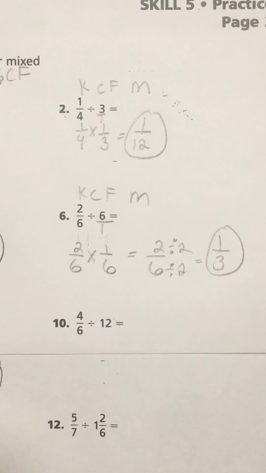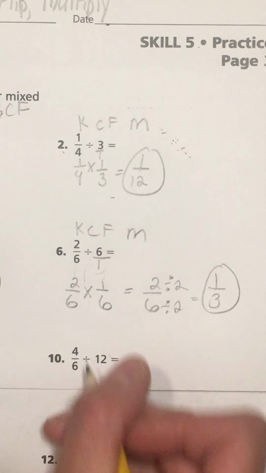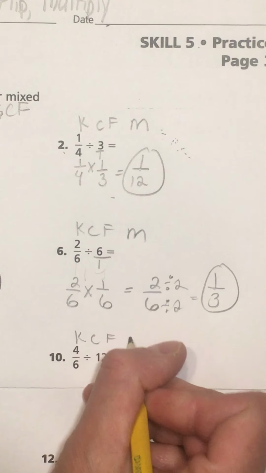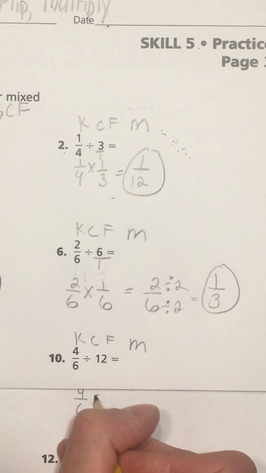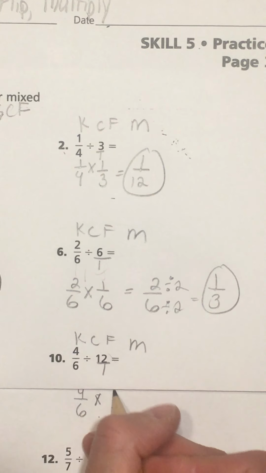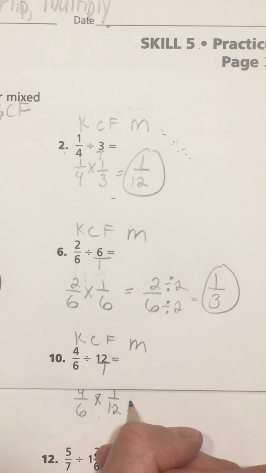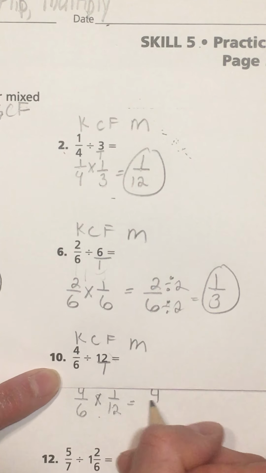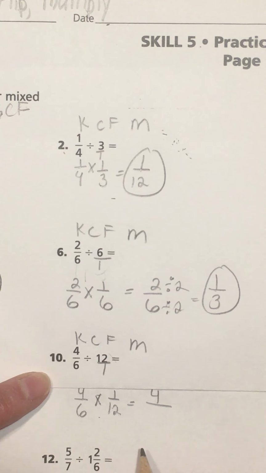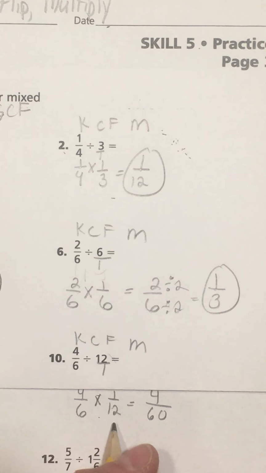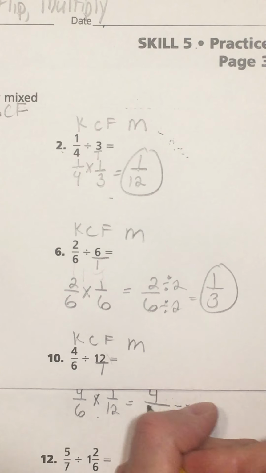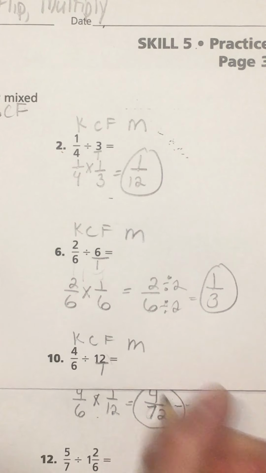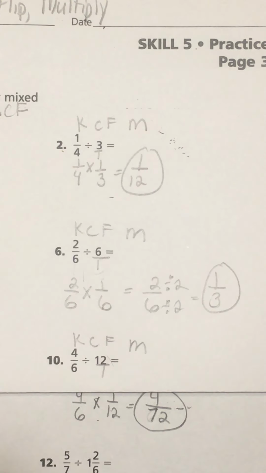Okay, and for the second problem here to finish. Keep, change, flip, multiply. Keep the first fraction the same, change the sign, flip, and multiply. Oops, sorry about that. So those were those problems.